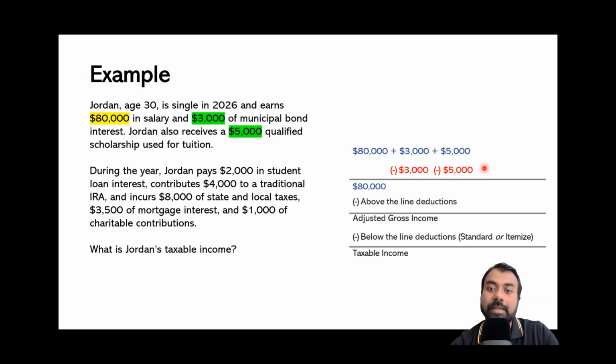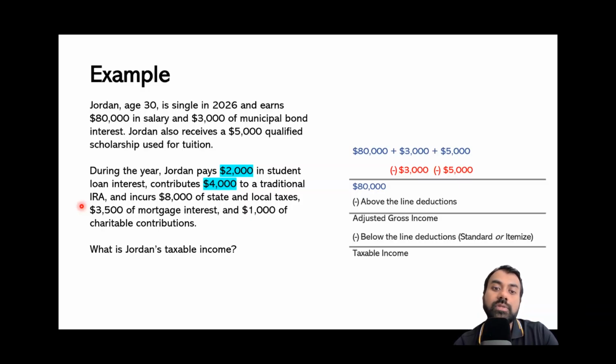and we don't have to worry about anything else. Now that we have our gross income, we need to think about our above the line deductions. So let's keep reading the question. It says that during the year, Jordan pays $2,000 in student loan interest and contributes $4,000 to a traditional IRA. So that part is relevant for calculating our above the line deductions. Essentially, we have two sources here. One is the student loan interest. The maximum you could go is 2,500. Here, Jordan is below that amount, so Jordan can take the full 2,000 as above the line deduction.